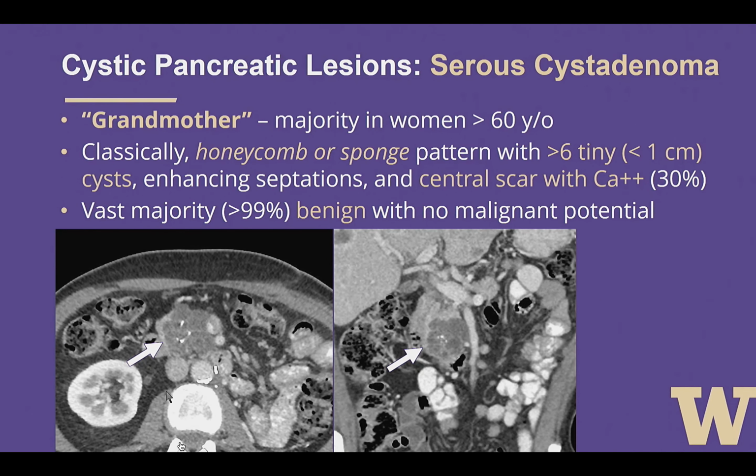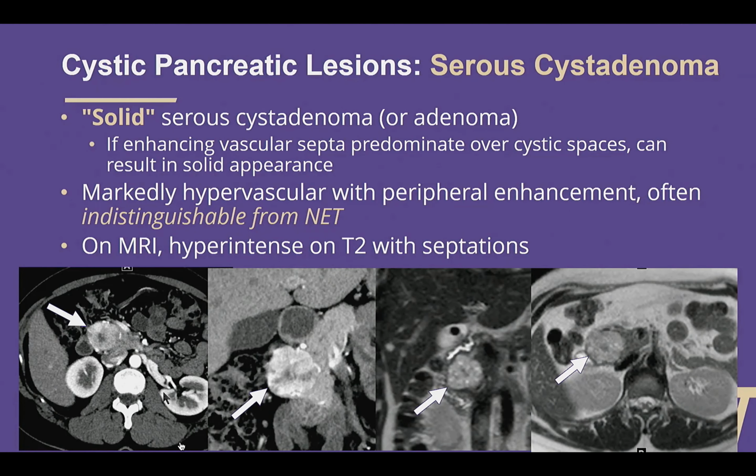The vast majority of these are benign with no malignant potential, but there is one pitfall. If you have enhancing vascular septations that predominate over the cystic spaces, then these can result in a solid appearance. And so you see, like in this lesion, a very hyper-enhancing, hypervascular lesion with high signal on T2 weighted images. These are indistinguishable from a neuroendocrine tumor, and you essentially only find this out after they're surgically excised.